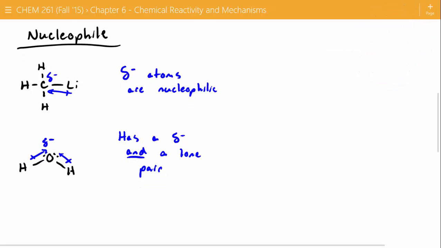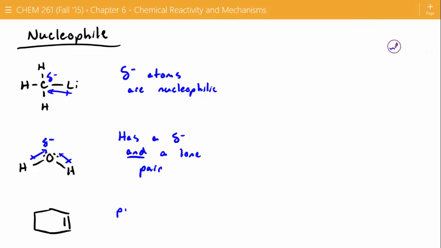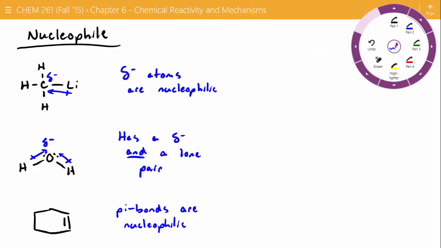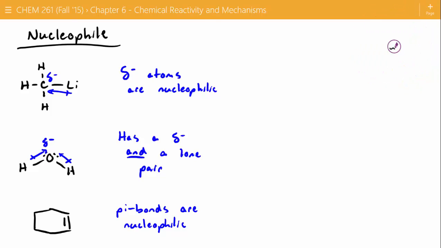The last one that's a little bit less intuitive, I'm going to draw with bond line structure. Looks like this. What do you think makes this nucleophilic? Yeah, the pi bond in particular. So pi bonds are nucleophilic. Okay, that's the full exhaustive list of our general classes. We can either have things that are partial negative, full negative, lone pairs, or pi bonds. Let's do the same thing for electrophiles.